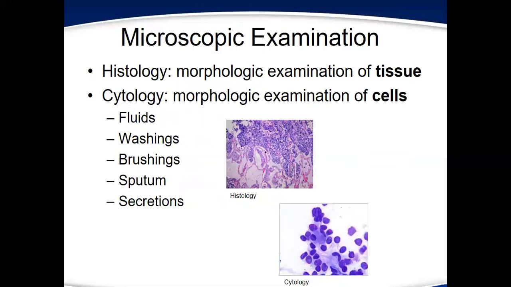When there is a microscopic examination by the pathologist of this biopsy, the morphologic examination of tissue is histology, all right? When there's morphologic examination of cells in fluids, washings, brushings, that is considered cytology, okay? So histology is tissue, cytology is examination of the cell. Most often, a diagnosis of cancer is used with histology, but there are sometimes that cytology is used.